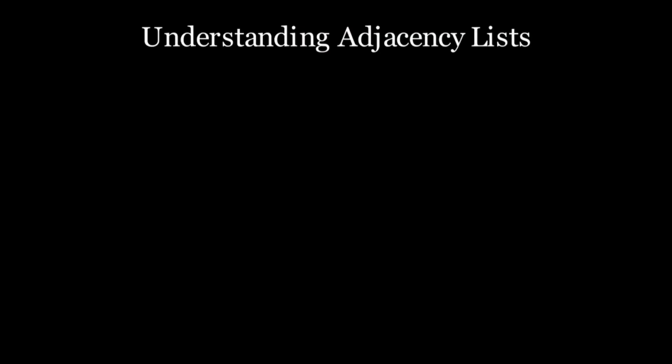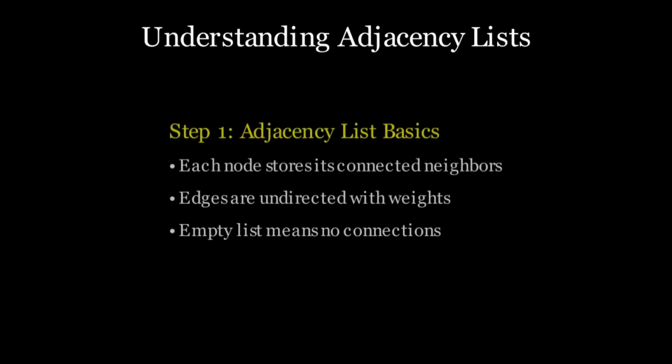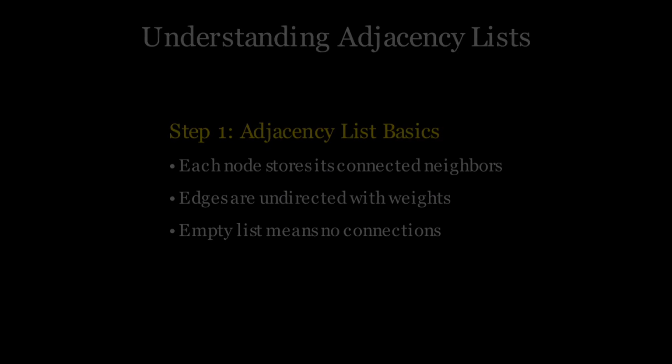Now let's move on to the adjacency list representation. An adjacency list is a collection of lists used to represent a graph. Each node in a graph has a list that stores its connected neighbors. Here we consider the edges of an undirected graph with the corresponding weights. An empty list means no connections. It uses tuples to store edges along with their weights.